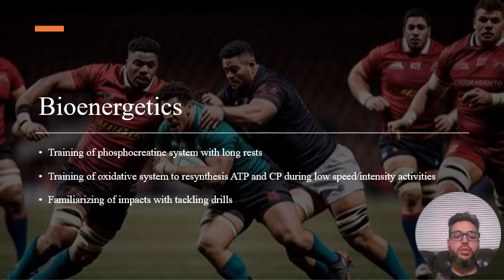And then I think it's also crucial to familiarize the players with the impacts with tackling drills. As we saw, players are bound to get tackled at some point, and being more accustomed than less accustomed, I'd say, is very important and necessary, because there is a lot of stress that's happening during the moment.